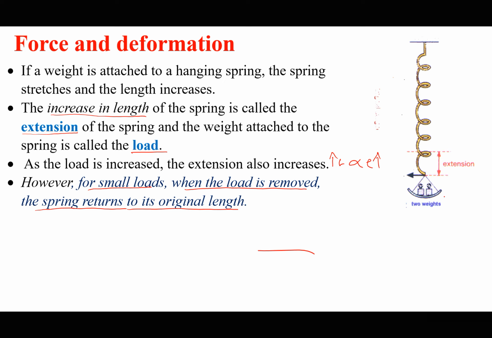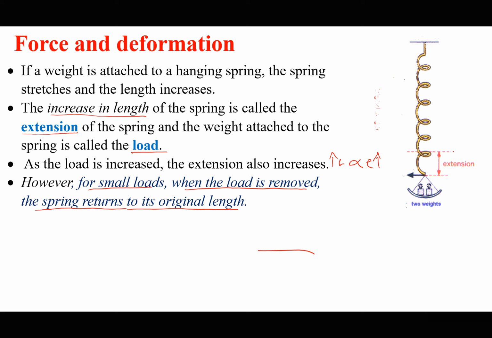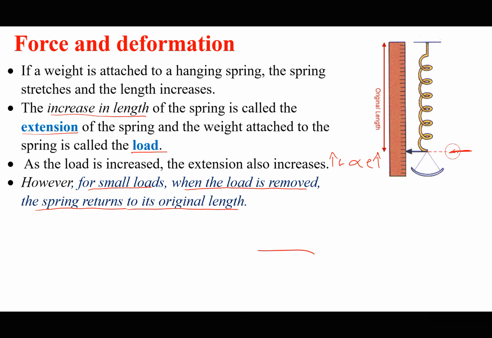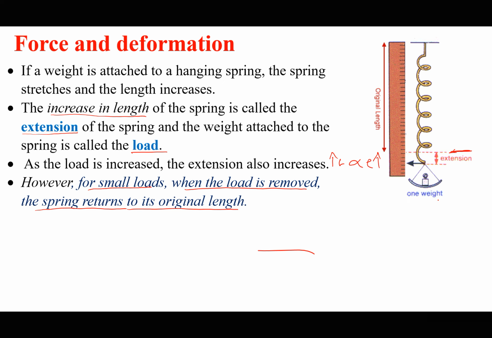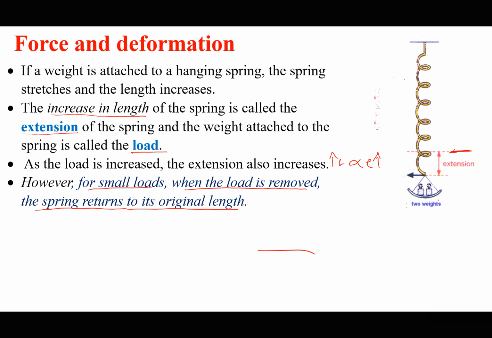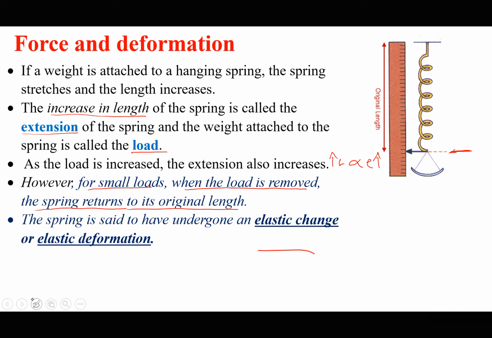If the loads we are considering here are still small, when we remove them, the spring is expected to return to its original length. The original length or the original position is this point here where we have this red line. So when the loads are removed, if the loads were small, we expect that this material should return to its original length. And if a material returns to its original length, then that material is going to be called elastic. And the change it has undergone is going to be called elastic deformation. So in that case, I'm saying the spring is said to have undergone elastic change or elastic deformation.